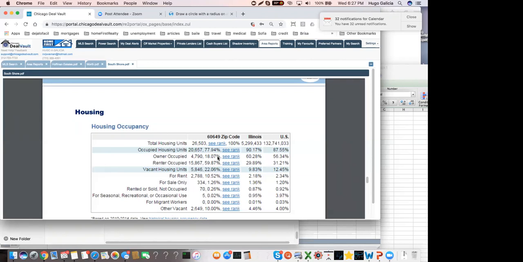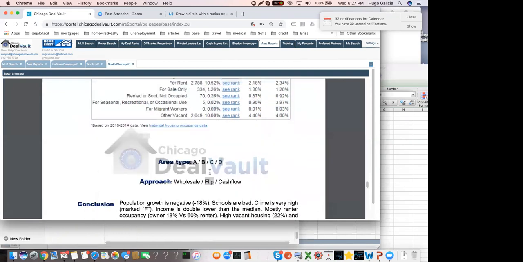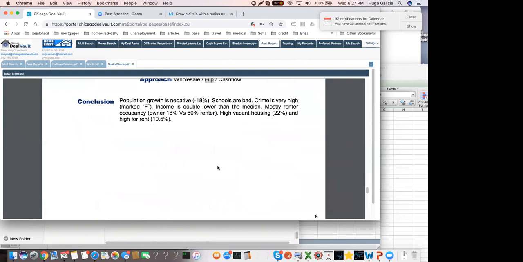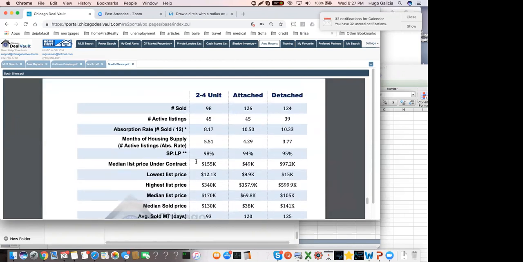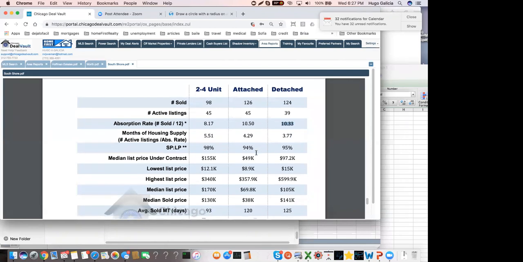Owner occupancy, look at that, 18%. So mostly you have renters and vacant units. So this is not an area that you want to invest. Obviously, this is a D area. And then check this out. In here, the months of housing supply. How long does it take before we run out of inventory? It's going to take almost 4 months. And then the absorption rate is just very low, right? They're selling about 10 properties a month. So obviously, this is not a hot market.